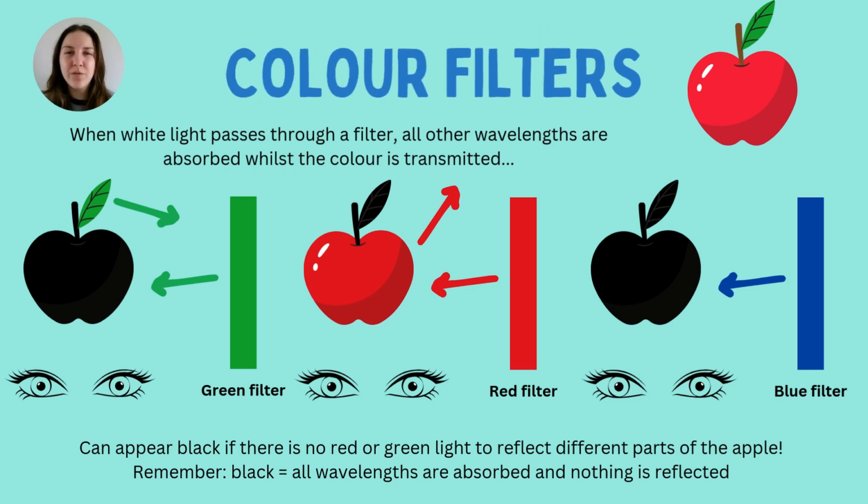In the case of the blue filter, the wavelengths of light are absorbed through the filter. The blue light can be transmitted through onto the apple, but because none of the apple itself is blue, the wavelength of light is absorbed, and therefore everything about the apple appears black. Remember, the black color is as a result of absorbing all the wavelengths of light.